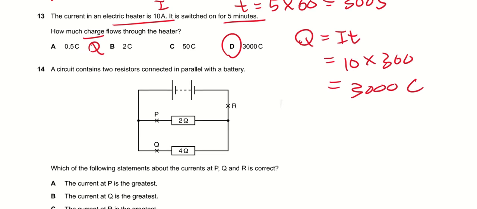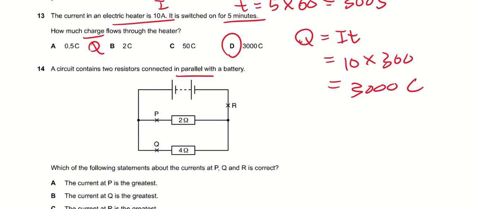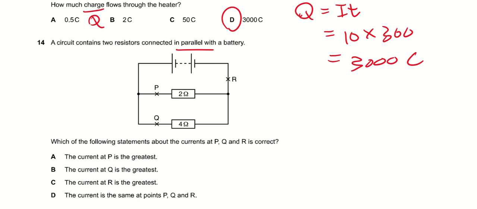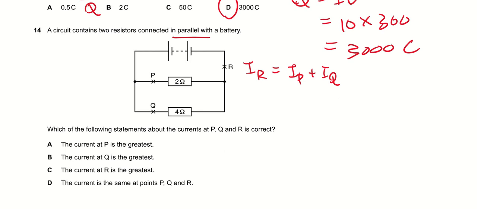A circuit contains 2 resistors connected in parallel. Which of the following statements about the currents at P, Q, and R is correct? I know current IR equals IP plus IQ, because in parallel, the current is the sum. Current at P is the greatest? That is not true, because current at R should be the greatest. So answer is C.